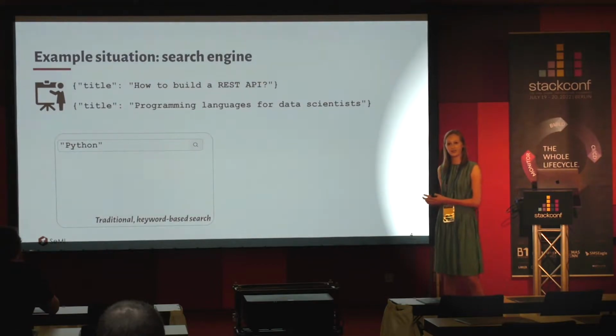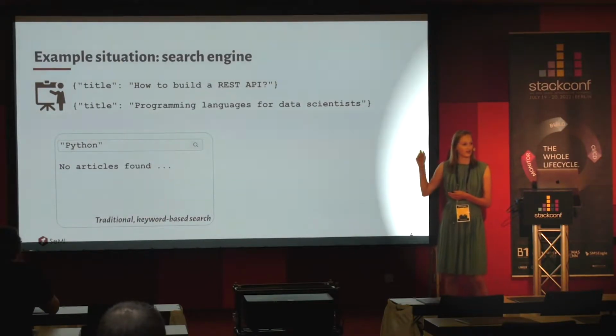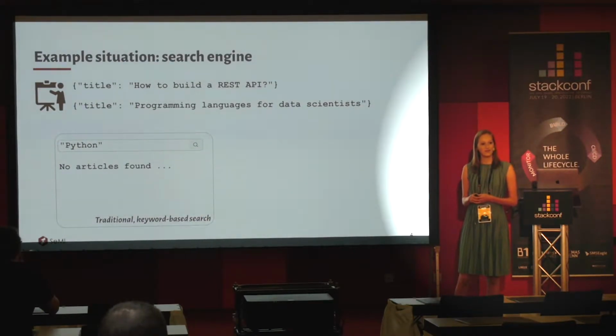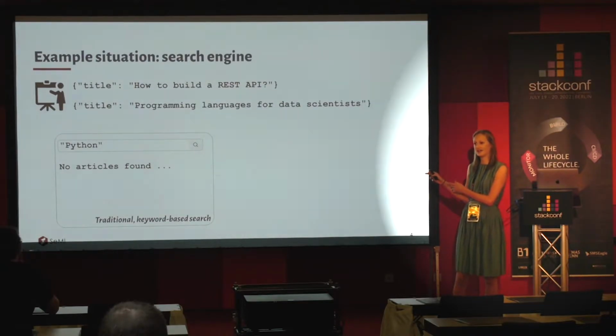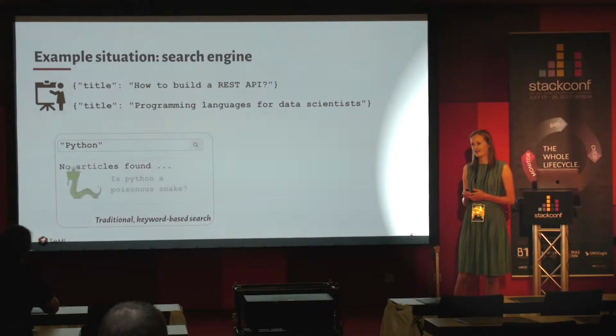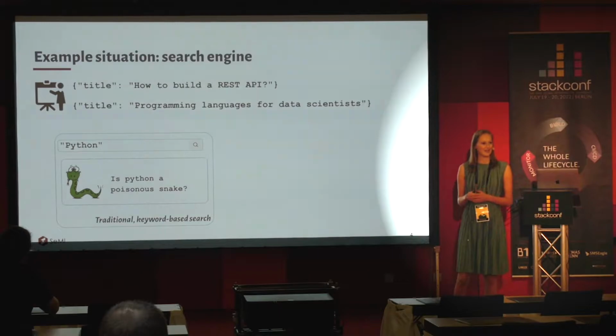Now, with a traditional search engine which works based on keyword matching, you might not find any results based on these two articles. That's because the word Python isn't actually used in one of the titles or the content. And moreover, you might end up with an article that is about the snake python because it's the same word, but as a data scientist, this is not really what you're looking for.